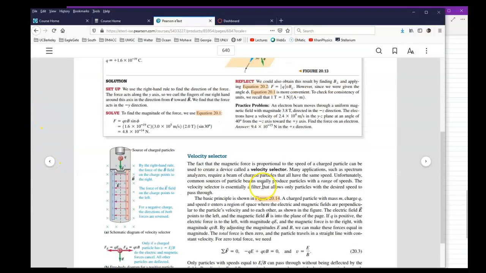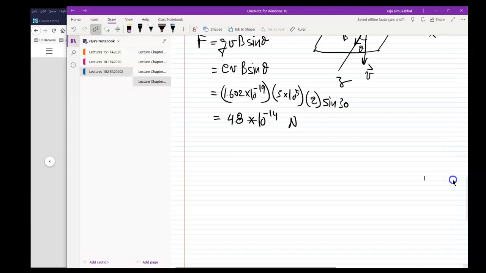Okay? Simple? Okay. I'm going to come back to this velocity selector in a minute. I want to do one more problem. Let's see, look at my notes here. Oh, yeah. We have something very interesting. It's called Mass Spectroscopy. And that's a whole section in your book. It's section 20.4. Please take the time to read it.